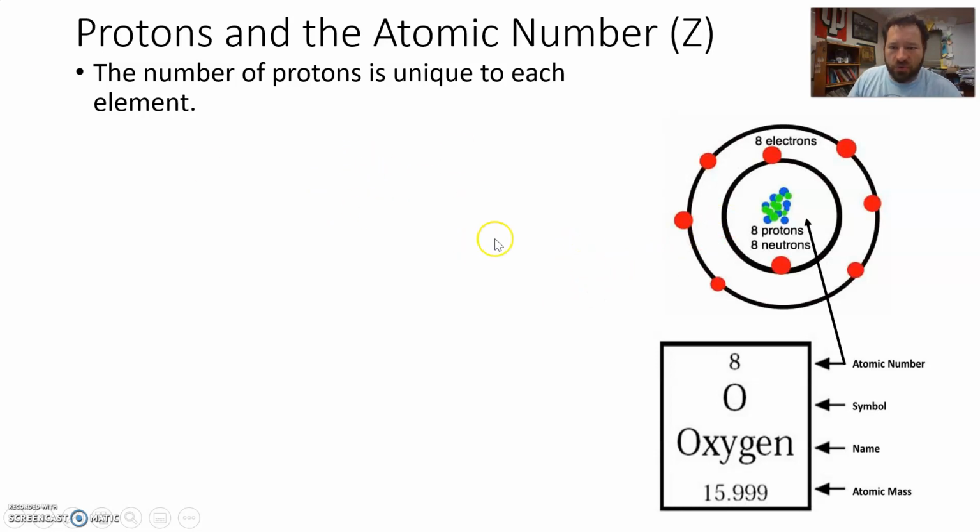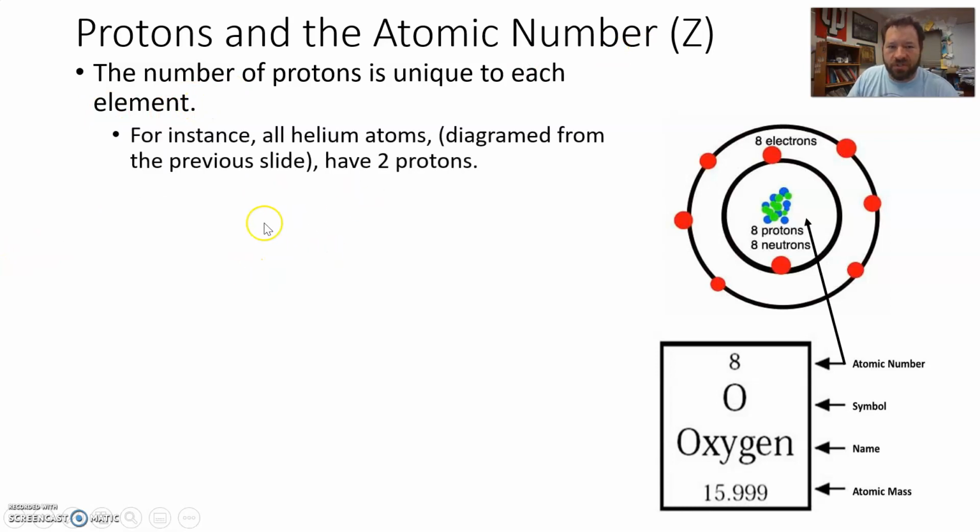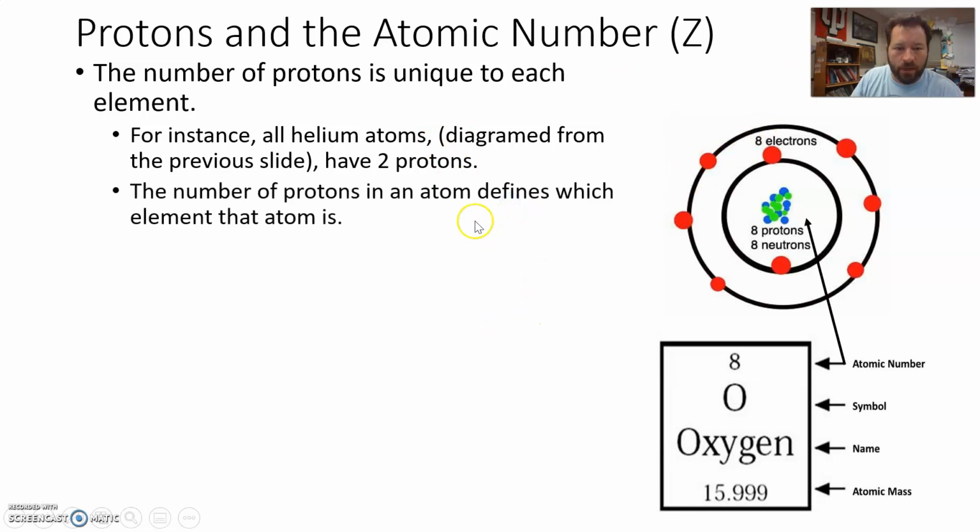All right, so protons. What is the importance of the protons? The number of protons is unique to each element. So what does that mean? That means that protons define the element. Everything that has 2 protons is helium. So 2 was the number we looked at in the previous diagram of the atom. We looked at helium. It had 2 protons. That made it helium.